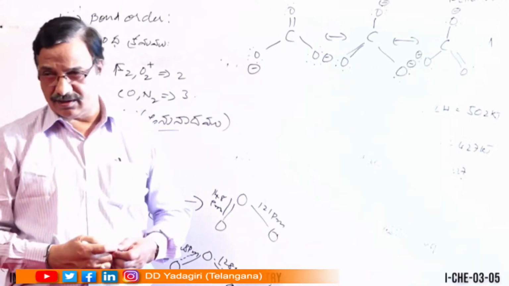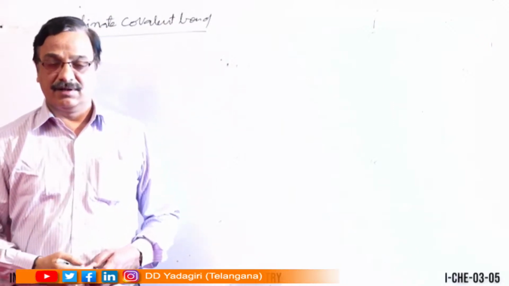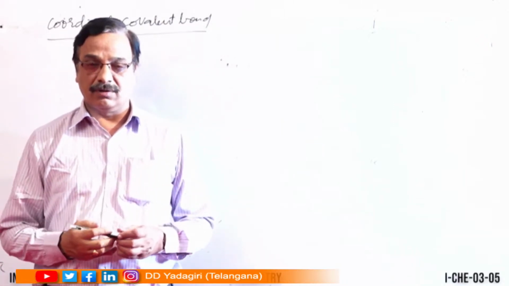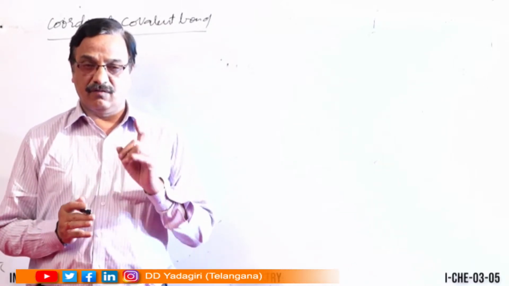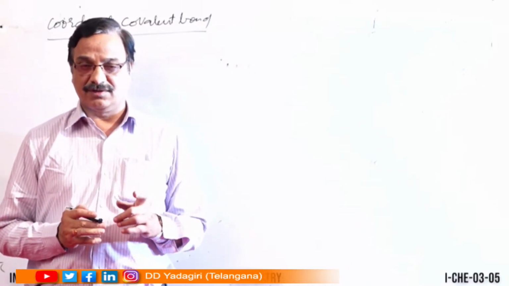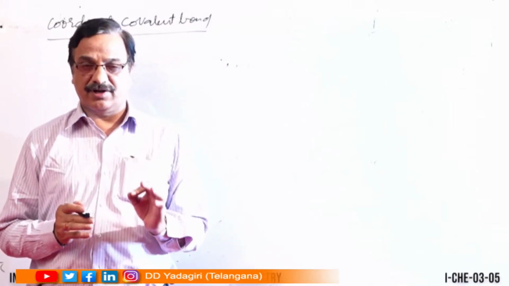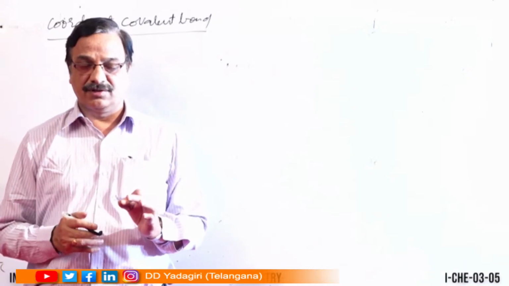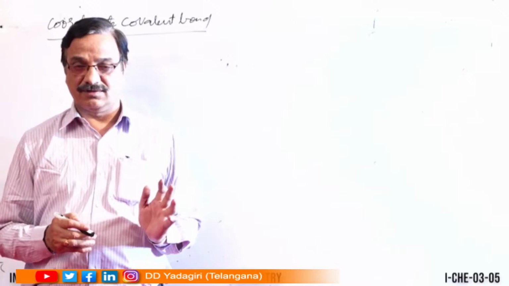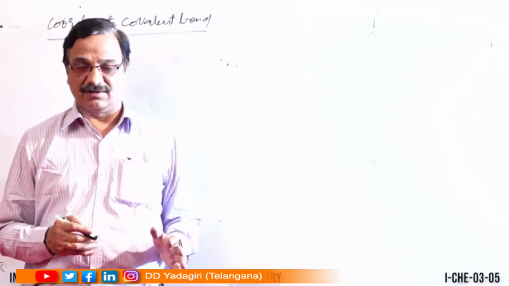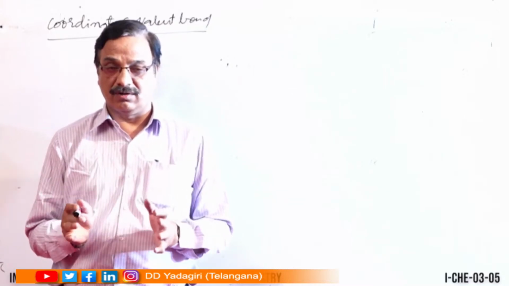Now let's go to the other topic. Coordinate covalent bond can be defined as a special type of covalent bond in which the shared pair of electrons is given by one of the bonded atoms. The other atom simply shares. Such a bond we call a coordinate covalent bond.